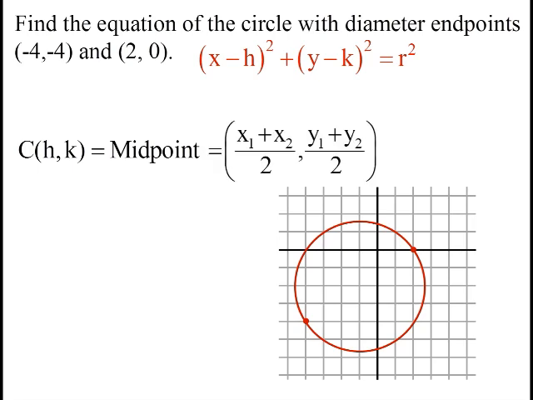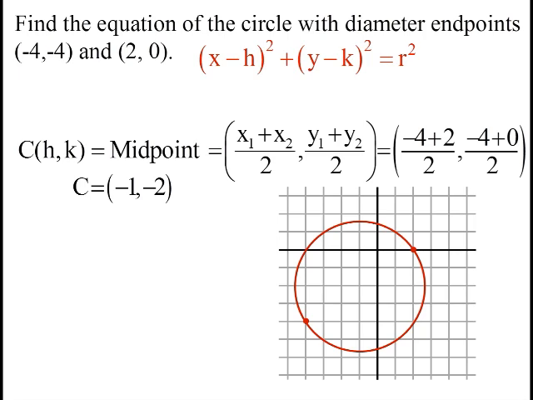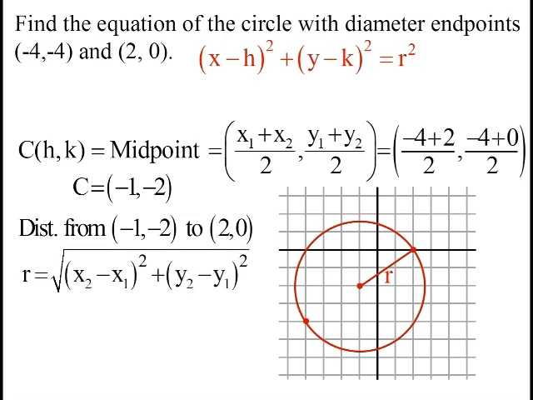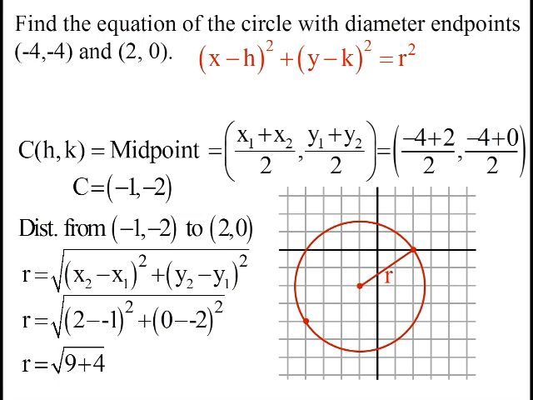So that's what I'm going to do first, is find the midpoint of (-4, -4) and (2, 0). Turns out the midpoint is (-1, -2), and I can see that on my graph now. That is right in the center. Now all I need is the radius. So I'm going to use the distance formula to go from my center point to one of my endpoints. Doesn't matter which endpoint you choose, either one will work. Looks like the radius is root 13. So there's your equation.